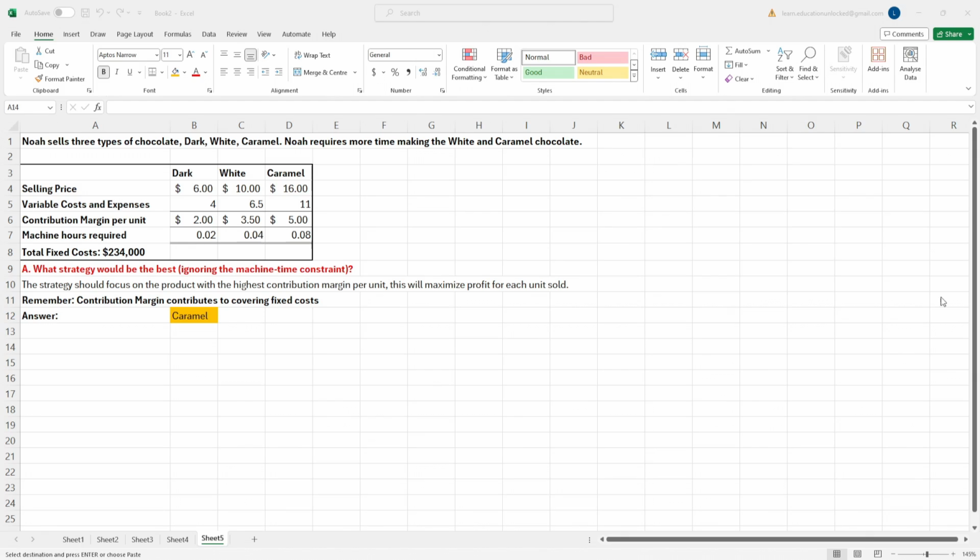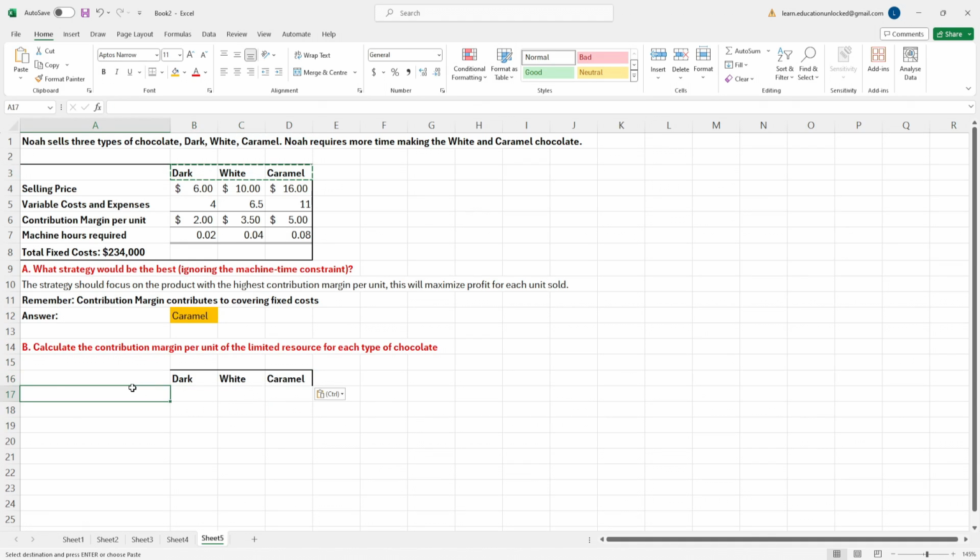All right, so for the second question, we have B, calculate the contribution margin per unit of the limited resource for each type of chocolate. So what I'm going to do is just recopy this heading. And what this pretty much means is we want to take into account the machine hours required. This might change our answer, since we just found the product with the highest contribution margin, but now we have to take into account that some of them have higher hours to produce, and that could play a role in our contribution margin per unit.